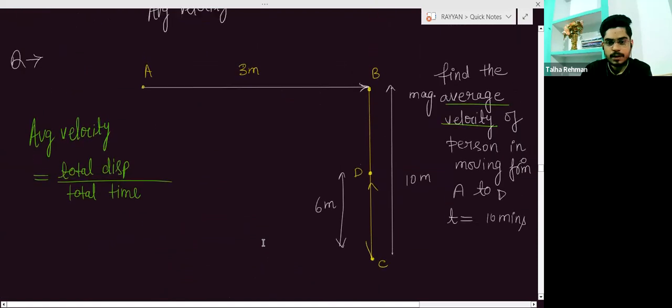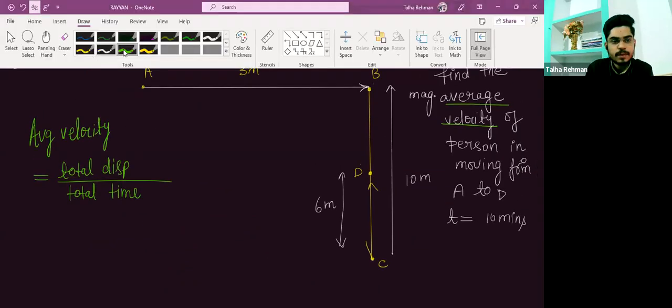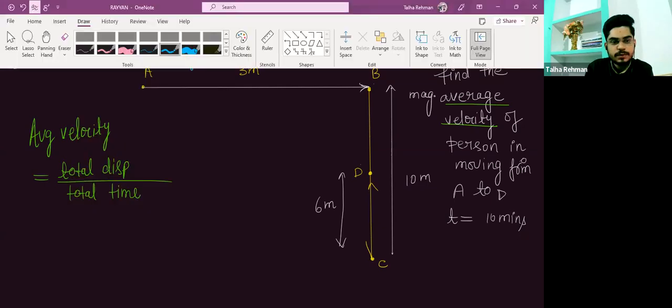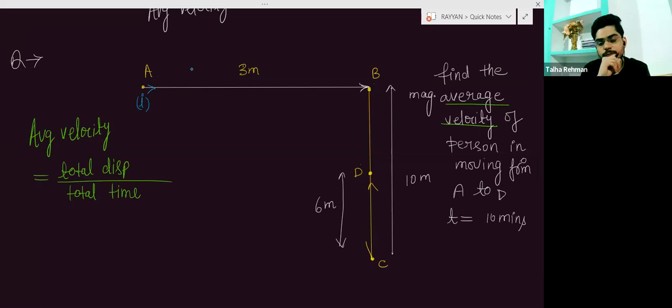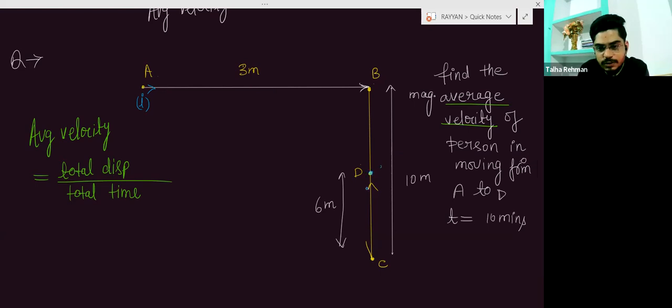Okay. So in this question, how we will calculate the displacement, you can see here. This will be the initial position. The person has started the motion from here. And what is the final position? The person moved from A to B, then B to C, then returned from C to D. So basically, this will be the final position.